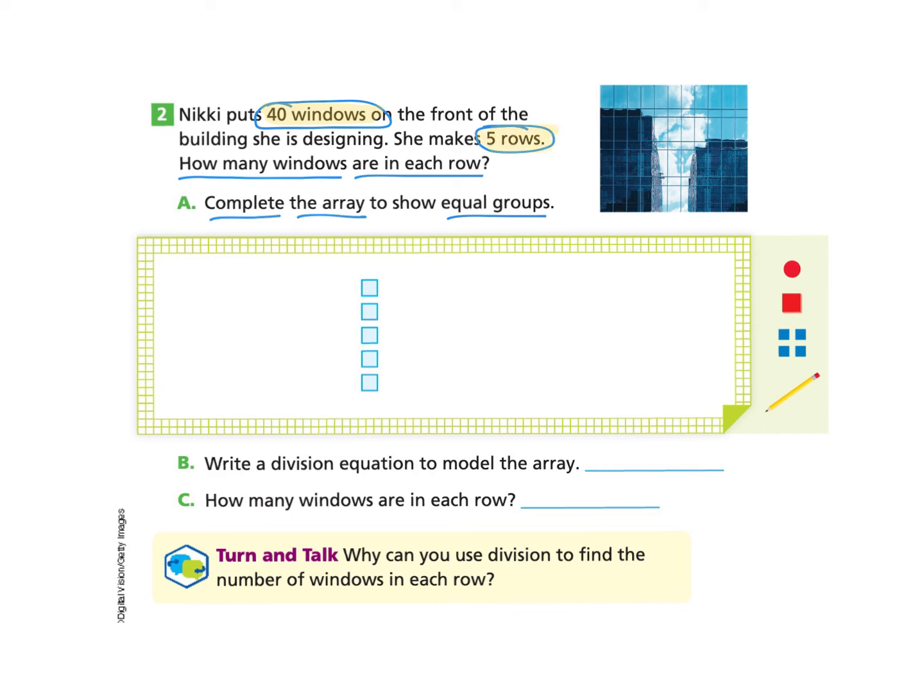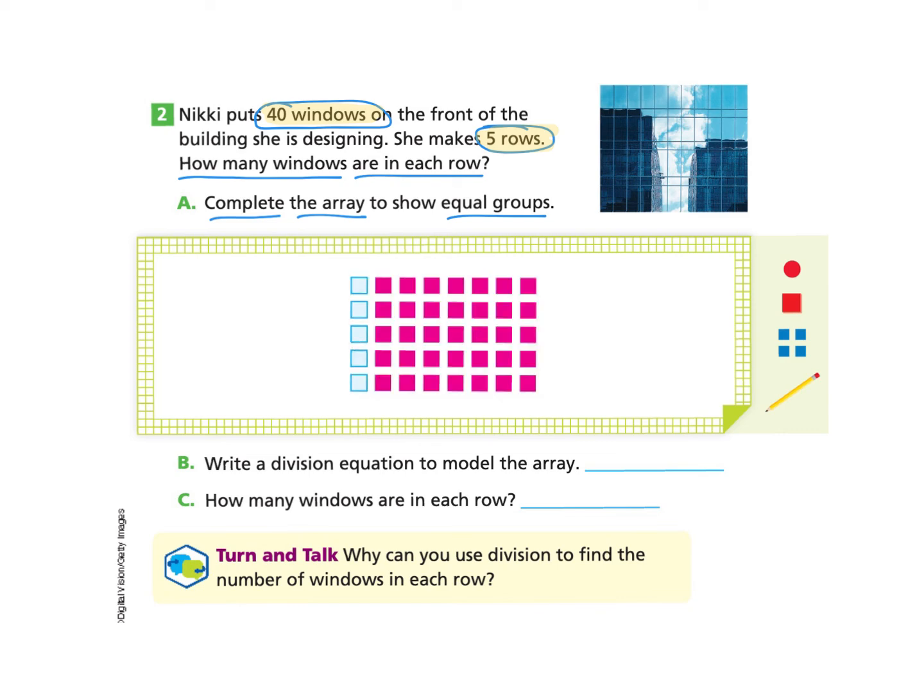If you would like to pause this video and complete drawing the array and then come back, you're welcome to do that. Here is my example of 40 total windows put into rows of 5. Now let's take a look at part B. Write a division equation to model the array. If you'd like to try this on your own, you can pause and come back as well.